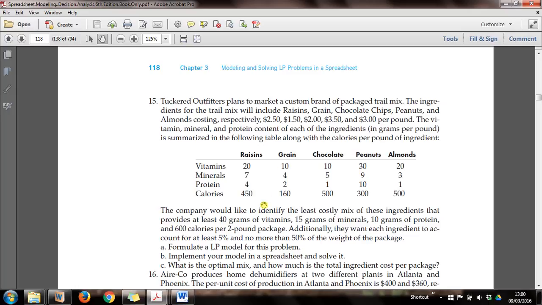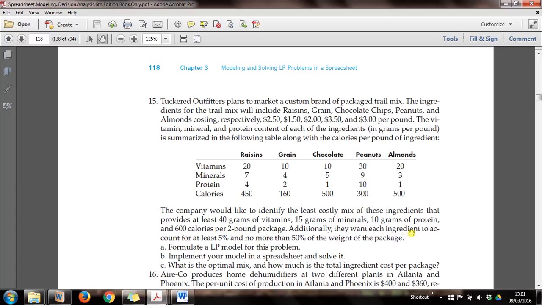And the constraint is that the packet needs to have at least 40 grams of vitamins, 15 grams of minerals, 10 grams of protein, and 600 calories per 2 pound package. This 2 pound package refers to the weight of the packet.